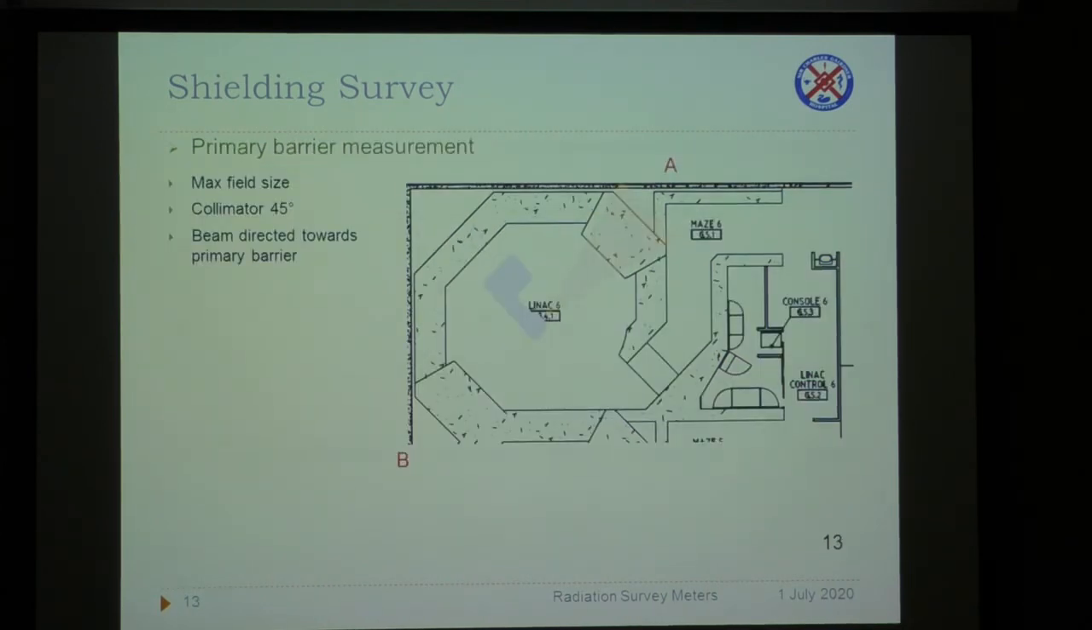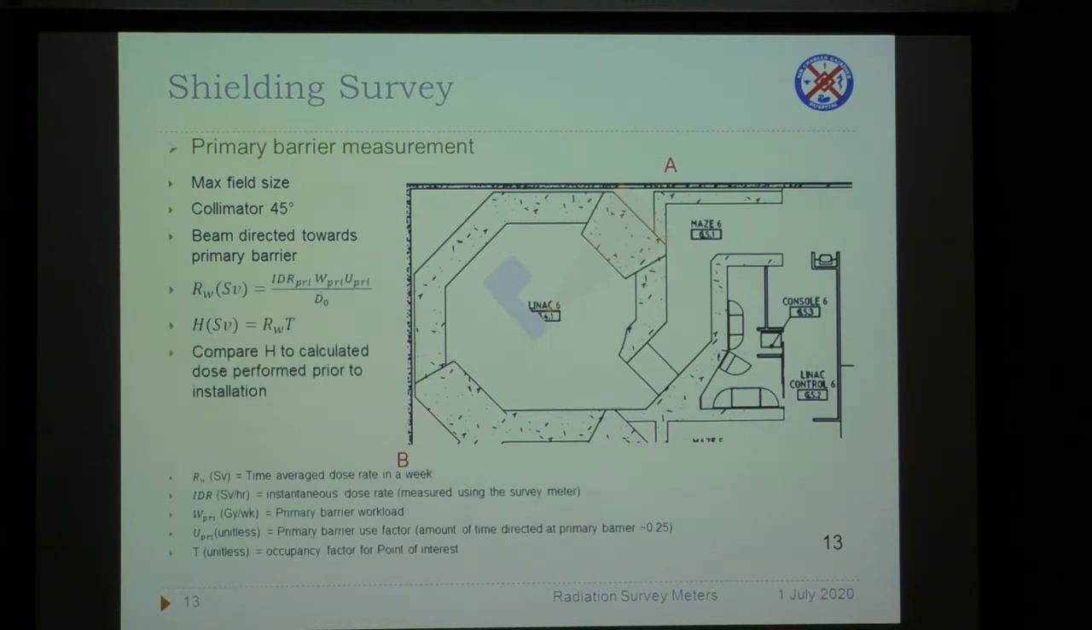For the primary barrier measurement, you set the maximum field size, collimator at 45, and the beam directed straight at the primary barrier, and then you stand here and do your measurement. You use your Geiger counter to find the hotspots, and you also do it here when the beam's directed this way. Then you use your survey meter to quantify that hotspot.